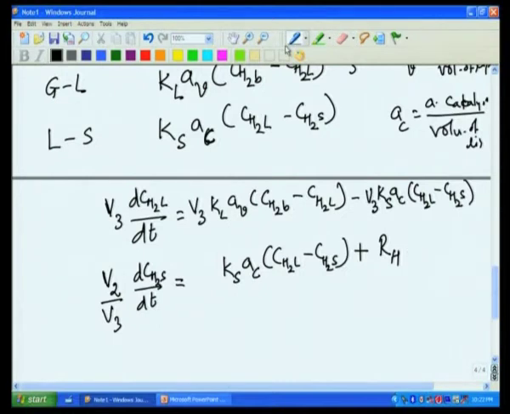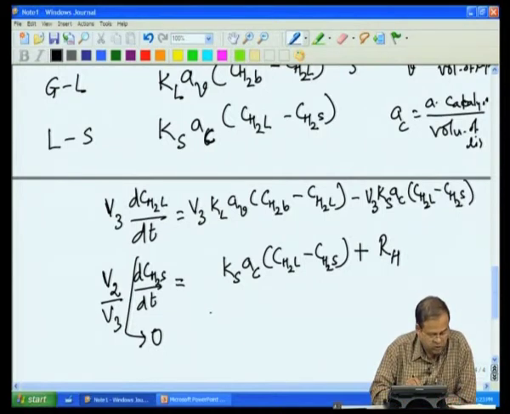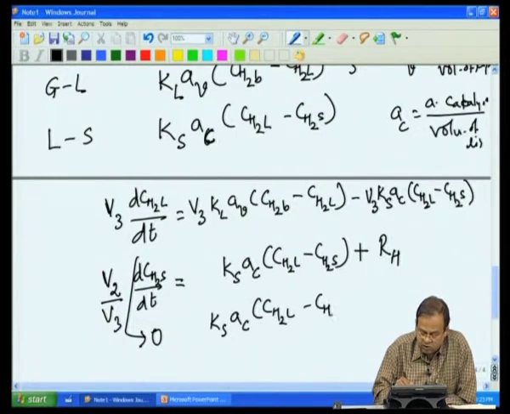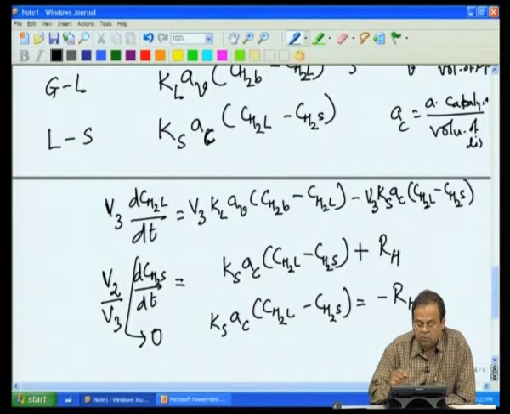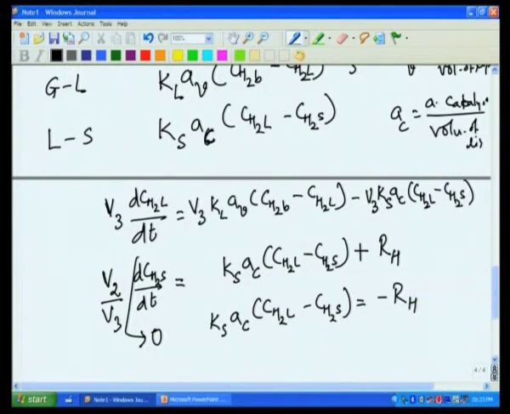and now we see that V2 by V3, what is V2? V2 is the volume of the catalyst, which will be much smaller volume fraction as compared to the bulk liquid. So, we can assume that this is close to 0, and the rate of mass transfer Ks AC into CH2L minus CH2S must be equal to minus RH. Now, what is RH?